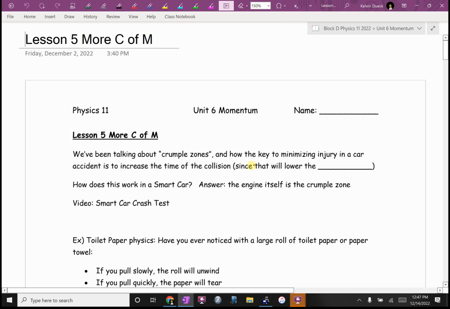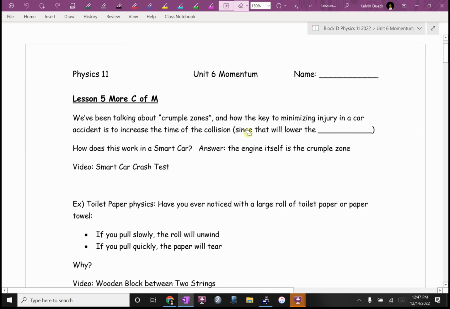But first, we've been talking about crumple zones and how the key to minimizing injury in a car accident is to increase the time of collision. What does increasing the time of collision lower? What does damage in a car accident? So it's all about, can I make that smaller?